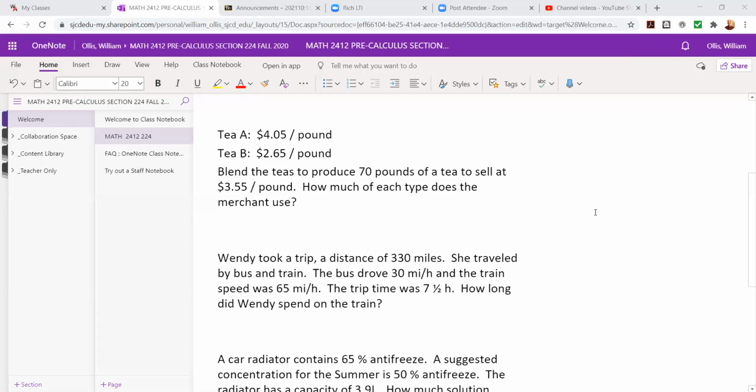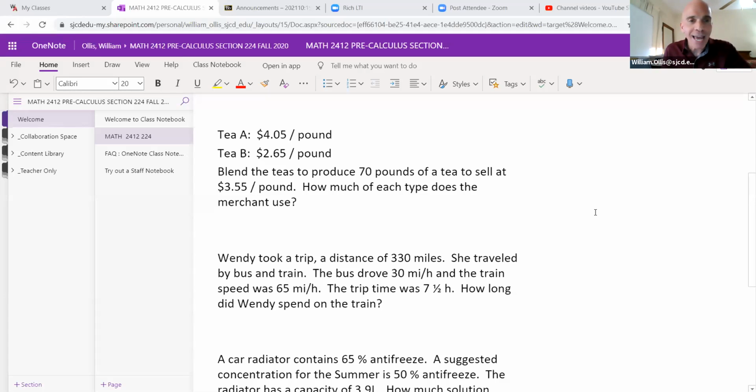Okay, let's look at this problem again. We have TA at $4.05 per pound, and we have TB at $2.65 per pound. Say you work at Starbucks, and the problem says blend 2 teas. Maybe your boss says, you know, Marin, I want you to produce a new blend for me, and I want 70 pounds of a tea to sell at $3.55 per pound.